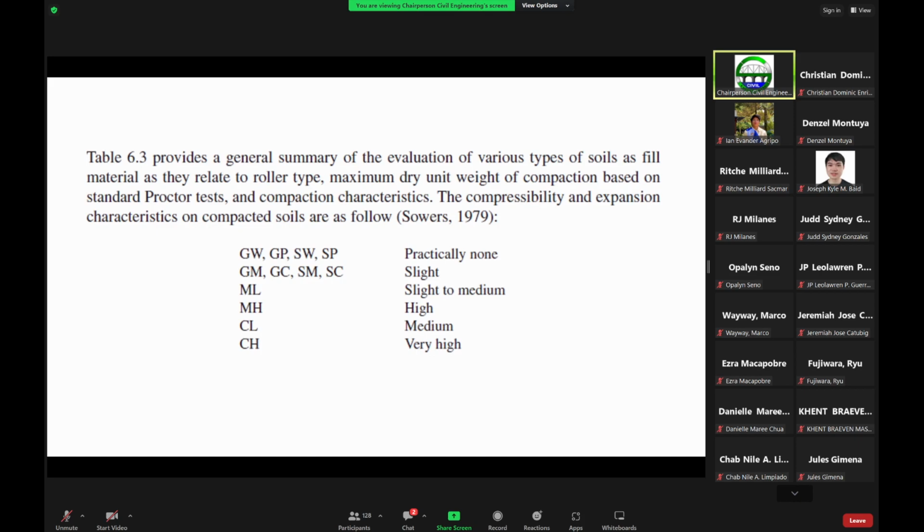While the expansion characteristics are a behavior of these materials when they are above the groundwater levels. Okay, so that's the main difference. So it depends on where your material is located, whether it is above or below the groundwater level. And this I discuss in more detail in the masteral degree, wherein expansive soils and collapsible soils are problematic soils above the groundwater level.